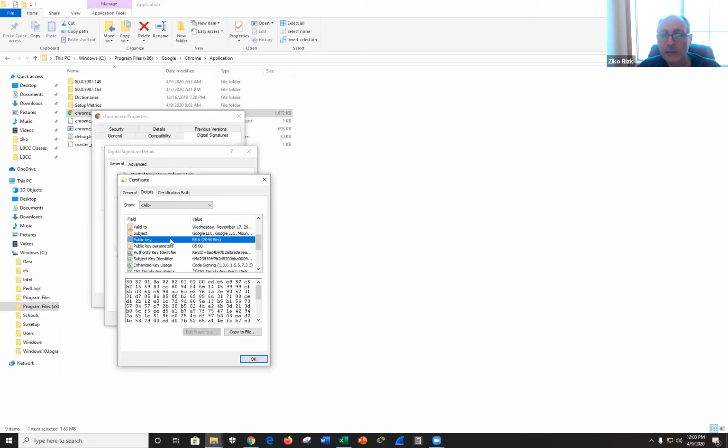So we looked at the calculator, which wasn't digitally signed. And I'd say the vast majority of applications these days are digitally signed. And this is what they do. They hash the file and then they encrypt it with their private key.